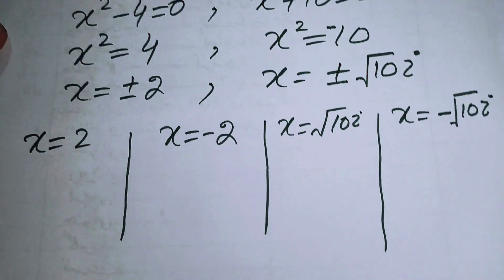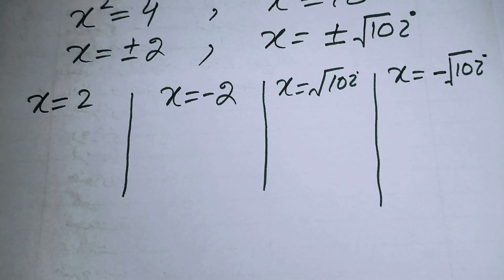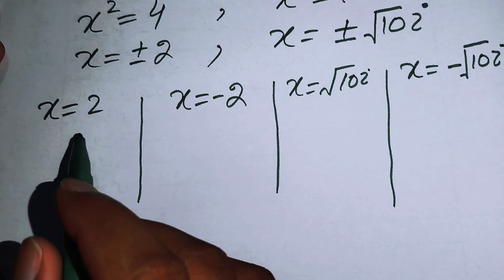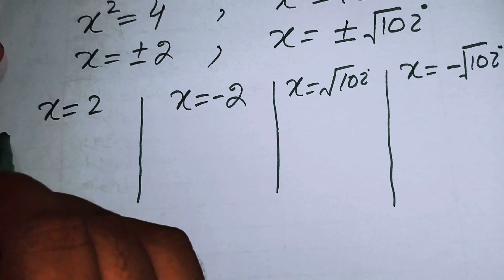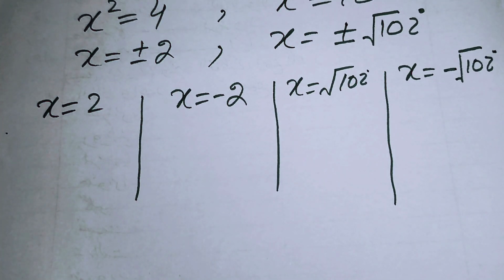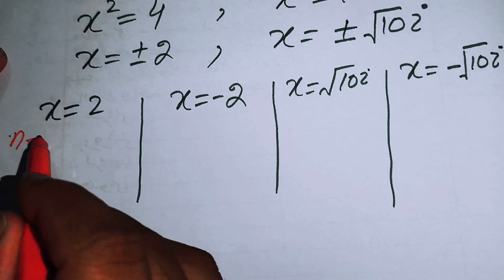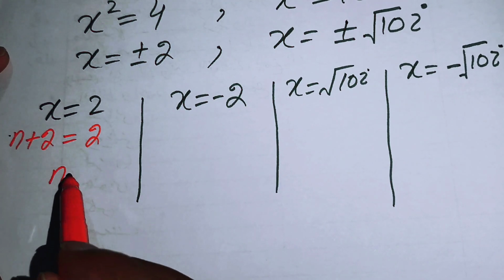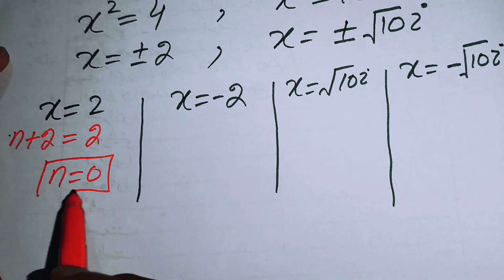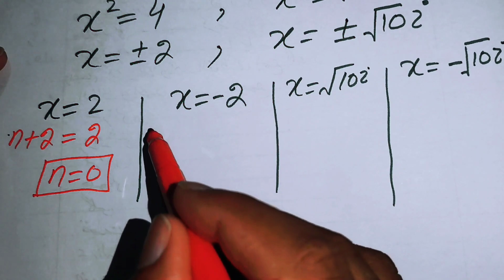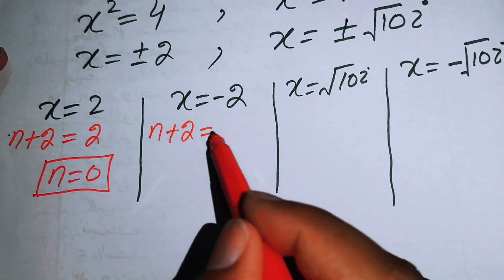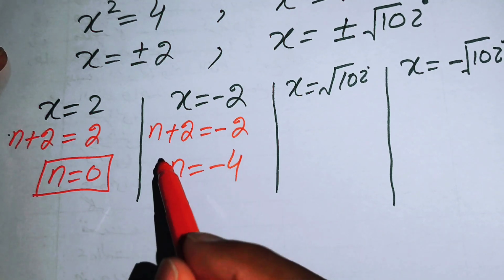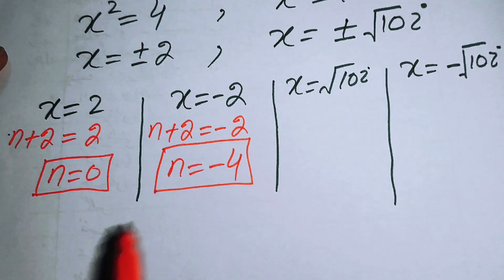And now we will back substitute the value of x, and in the start of the question we took x is equal to n plus 2. So we back substitute here. When you put x is equal to 2 here, you get n plus 2 is equal to 2, and in this case you get the value of n is equal to 0. Similarly, you can put the value of x here. It is n plus 2 is equal to minus 2, and in this case you get the value of n is equal to minus 4.